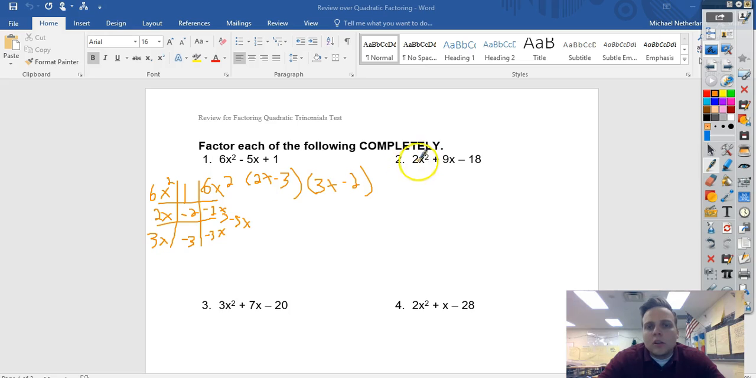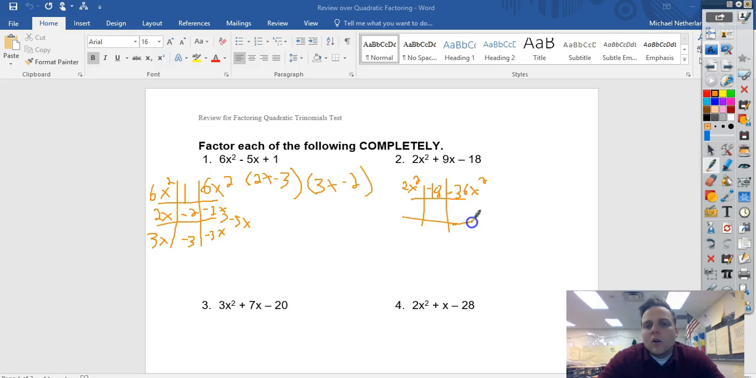Alright, let's go to number 2 here. 2, 9, 18. What number do they all have in common? They don't. That's right, just a 1. So then x squared, x, no x. Okay, so that means I can go straight to tic-tac-toe. So I say 2x squared, negative 18. Multiply the 2 and I get negative 36x squared.